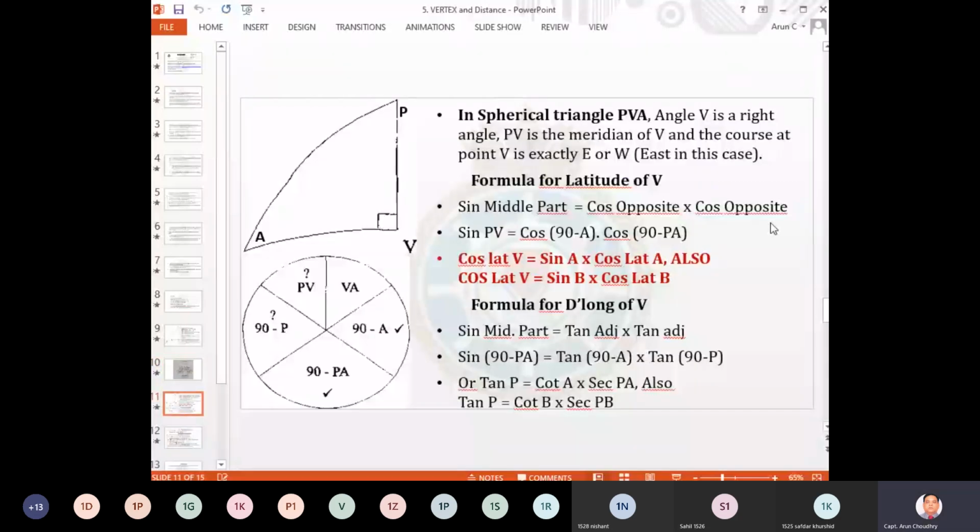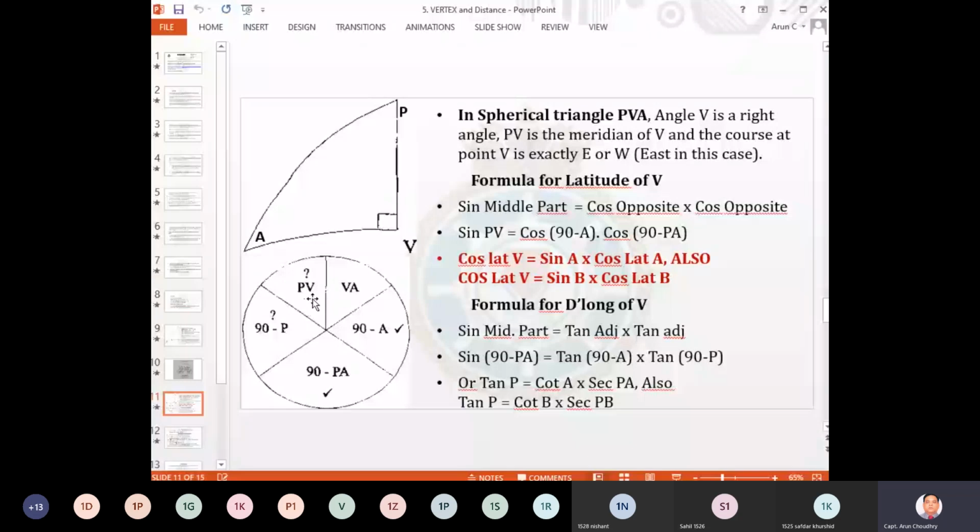So now, coming back to this, if we know these two parts, somehow we have to calculate. So just try to apply those formulas. You will see that to calculate the latitude of this vertex, what we need to know is this PV, isn't it? To calculate the latitude of the vertex, we need to find out the value of PV.